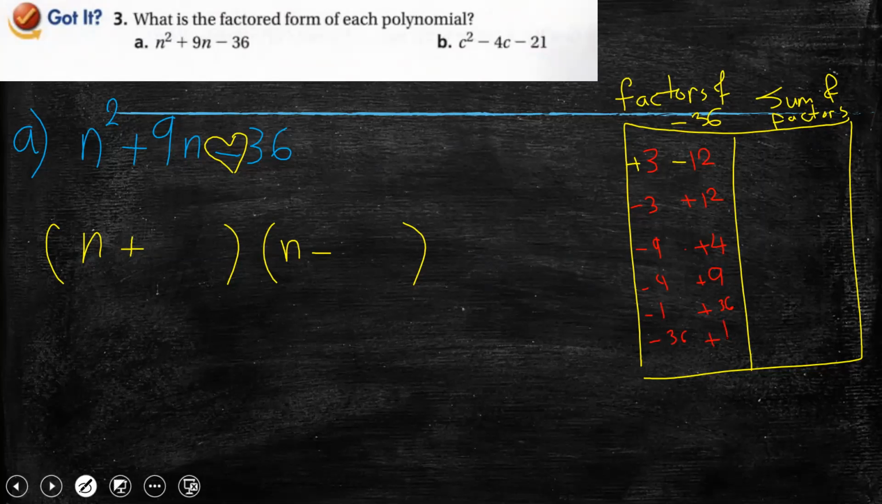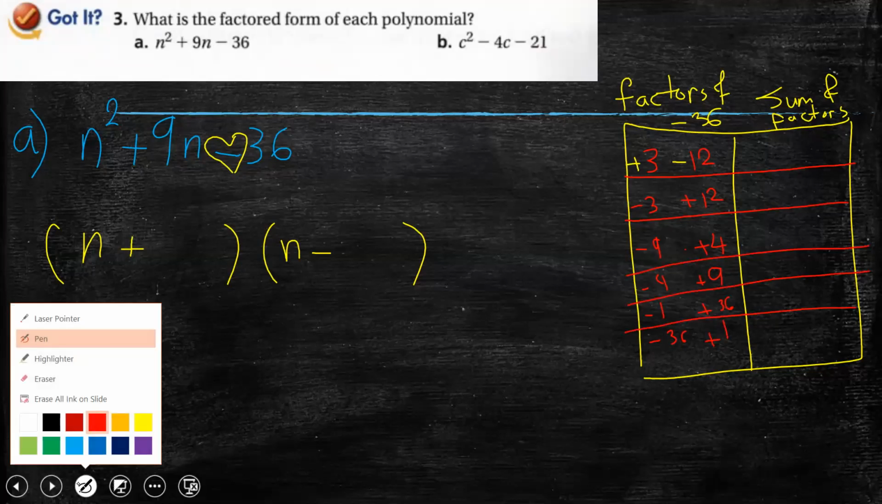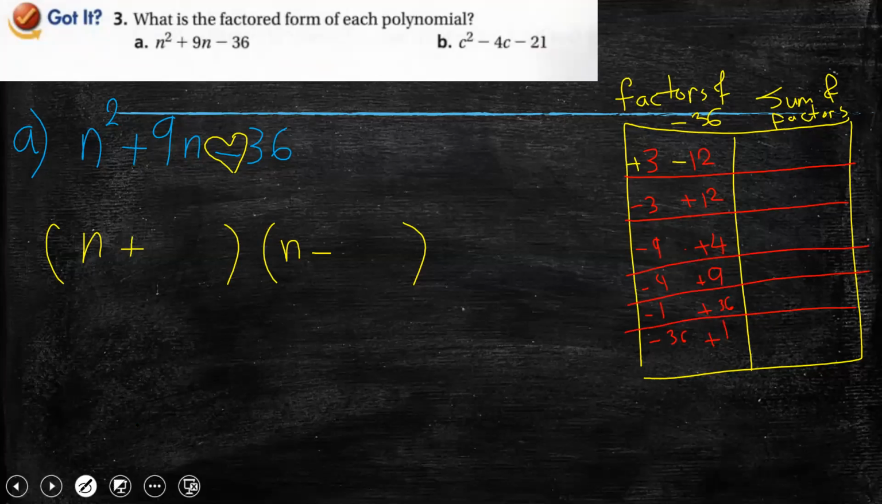Now, let's find the summation of them. Positive 3 minus 12 is negative 9. Negative 3 plus 12 is positive 9. Negative 9 plus 4 equals negative 5. Negative 4 plus 9 is 5.